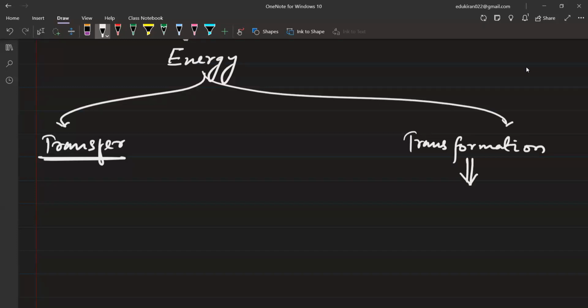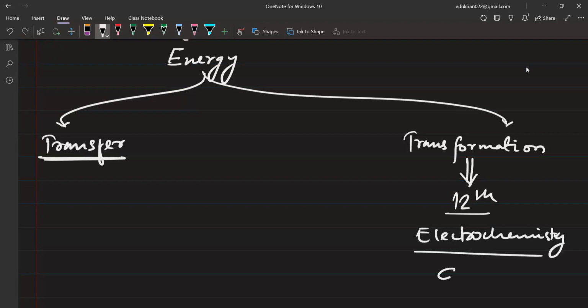We will also be studying transformation of energy, but that is in 12th standard. The chapter is electrochemistry. In electrochemistry, we will be dealing with chemical energy, which changes and converts to electrical energy and vice versa. Right now, we are going to learn about the transfer of energy from one body to another.